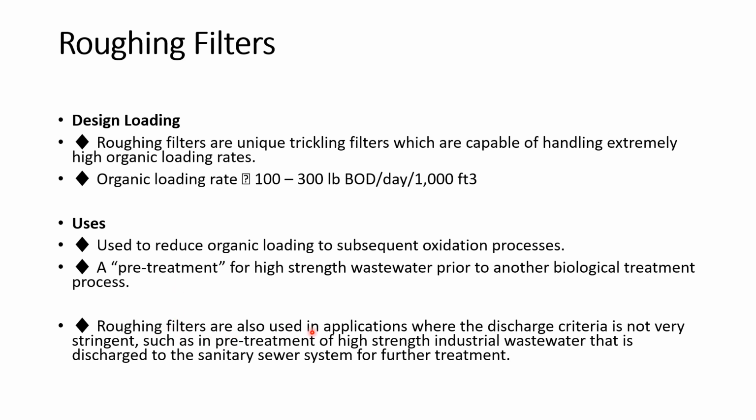So roughing filters are used in applications where the discharge system is not very stringent. So that is, I told you, it can be used as a pre-treatment. So here discharge is not very stringent. So it is used as a pre-treatment for high strength industrial waste that is discharged into sanitary sewer system for further treatment.